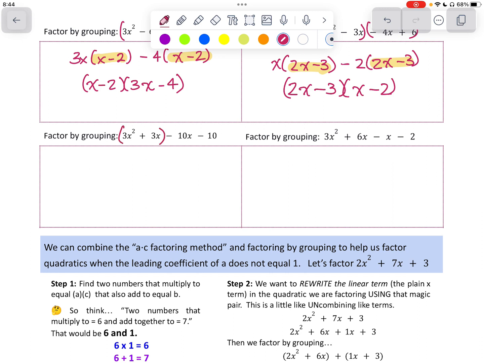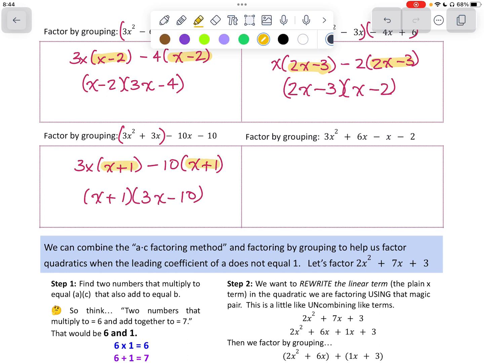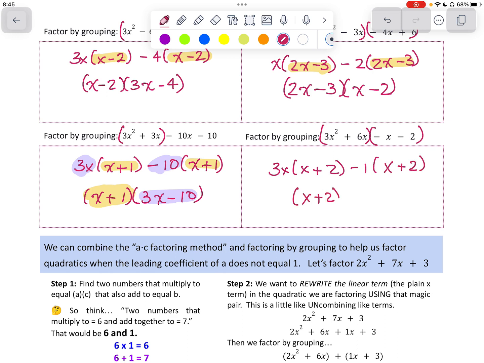And the next two, going to factor out a 3x. And then write down the factor they share, and then the leftover factor. So we've got the x plus 1 is shared, then the 3x minus 10 is your second factor. And finally, the last one, factor out a 3x, factor out a negative 1, and they share the common factor of x plus 2, and the leftover part is 3x minus 1.